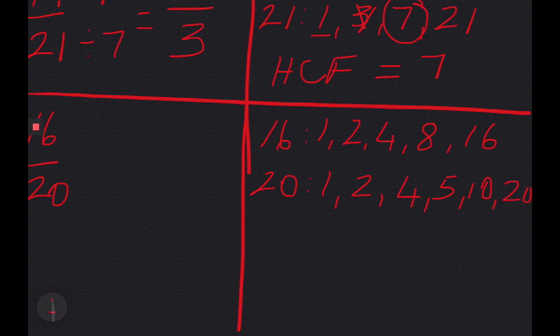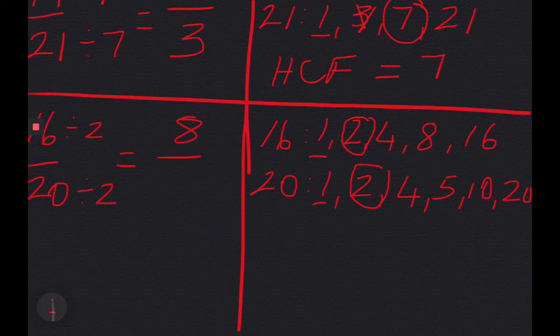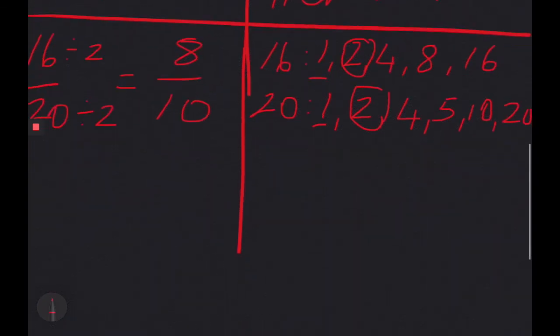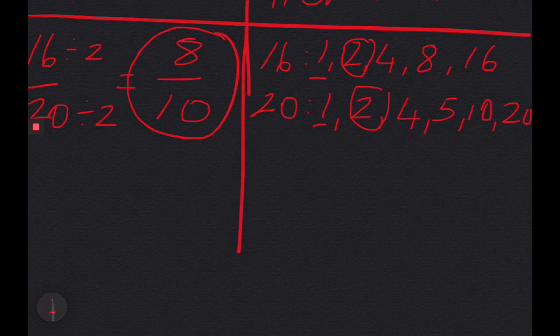So let's go and look at the factors. 1, yeah, 1 will work, but it'll stay the same. So let's take 2 because this is common in both of them, and let's go and simplify. 16 divided by 2 and 20 divided by 2, because whatever you do to the top, you must do to the bottom, equals 8 over 10. But now we can see that 8 over 10 is still an even number, and we can divide that even further. It's not in its simplest form.